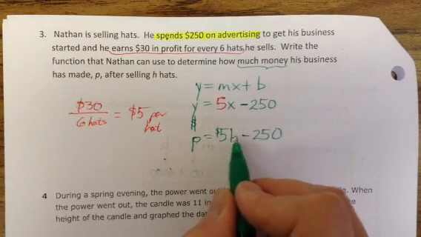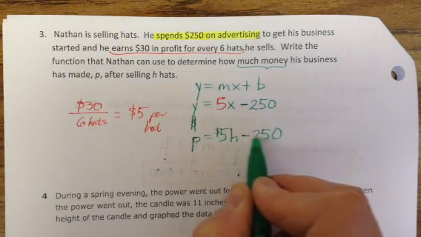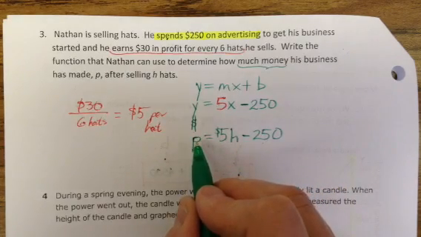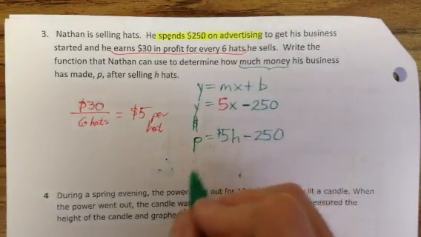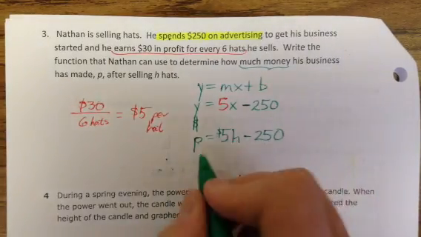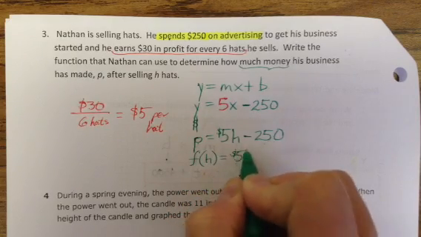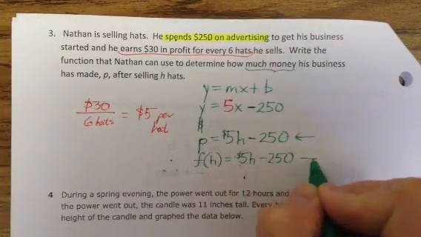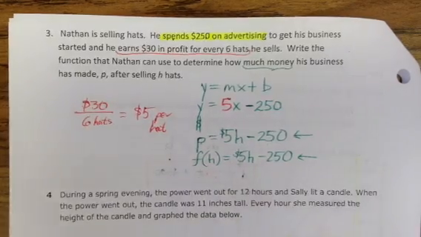He's selling hats to make money, but he has to make up the $250 that he spent on advertising. And then once this becomes positive, he gets a profit. And so there's the equation. If I go in function notation, P is a function of H, so the profit equals $5H minus 250. Again, equation right here, function notation right here. Those are interchangeable. They're the same thing.